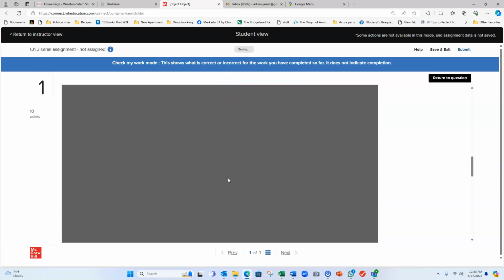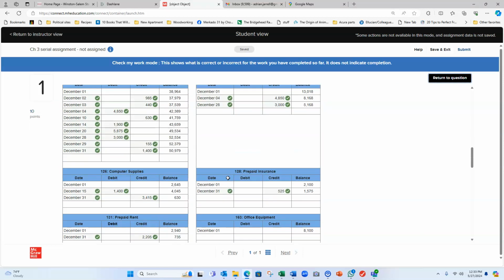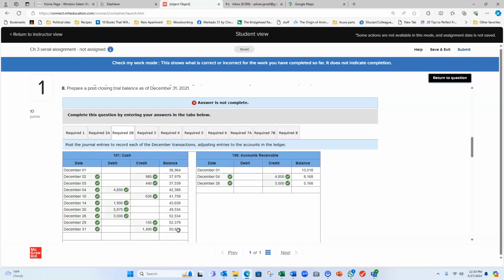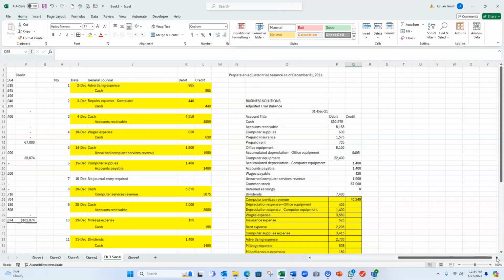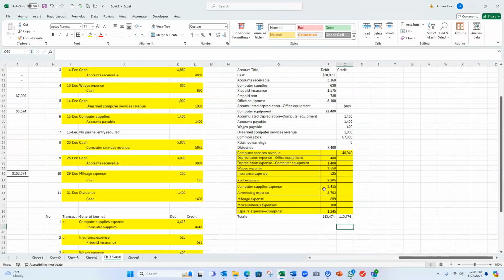We should be good. Now what I've done is I've taken all these final numbers, 50,979, 5168, and I've put them in a trial balance for the fun of it right here, and just made sure that I do balance. Here I've added them up, put all the debits and the credits in the right columns, and it works. So I feel pretty good about it.